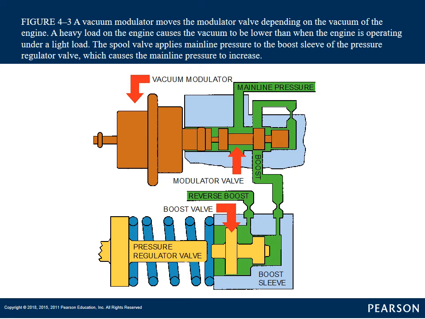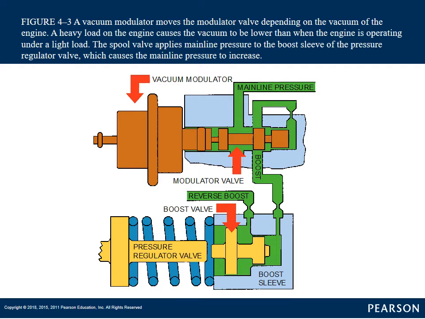Here's a vacuum diagram of how a vacuum modulator works. As you lose vacuum, our valve moves and adds fluid pressure to a boost pressure regulator valve and boosts the mainline pressure. Okay.